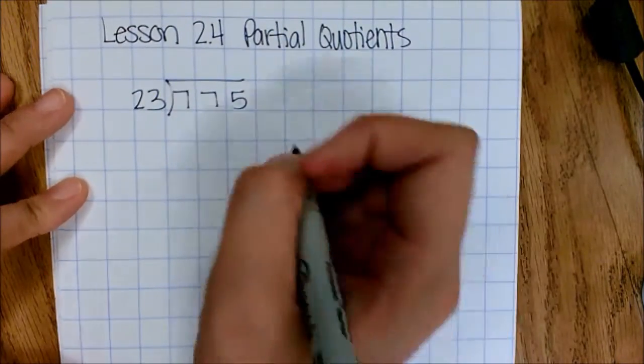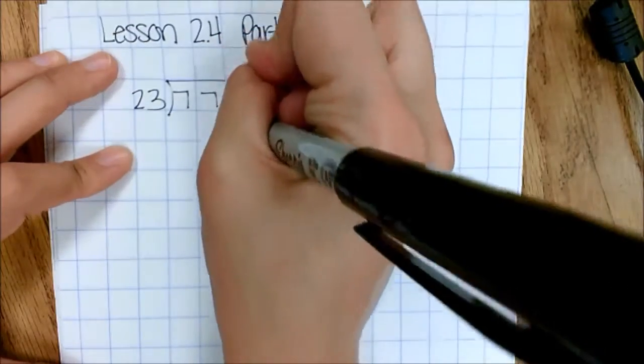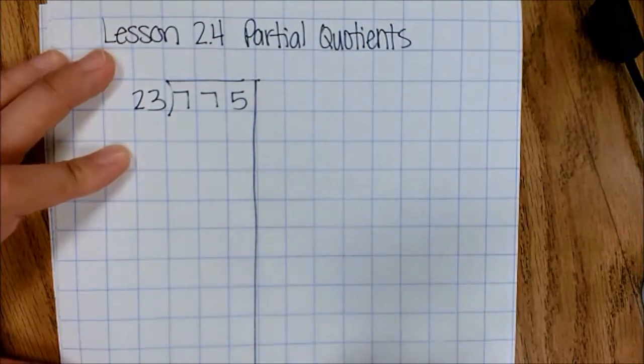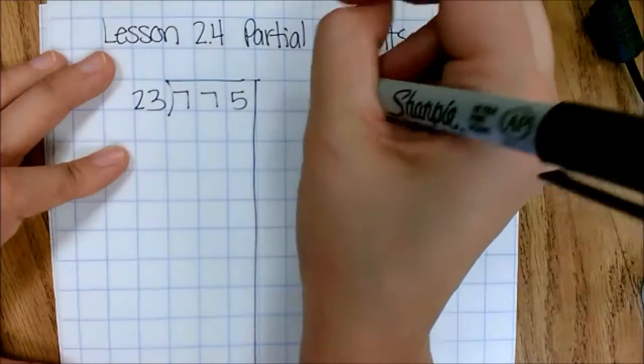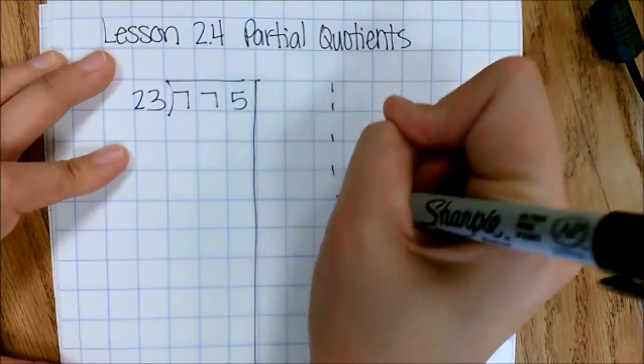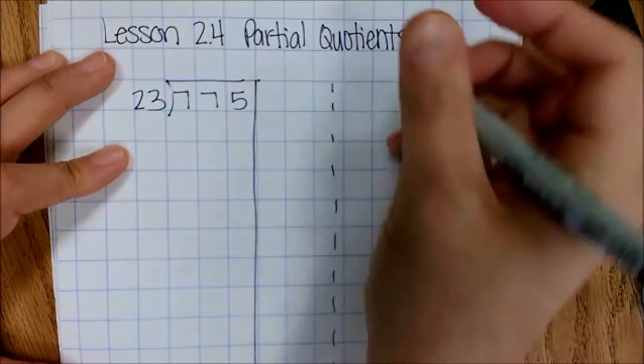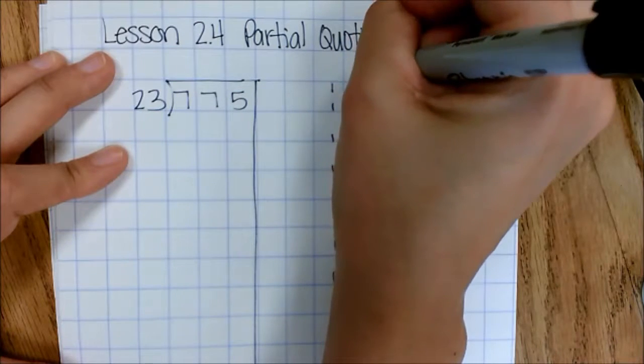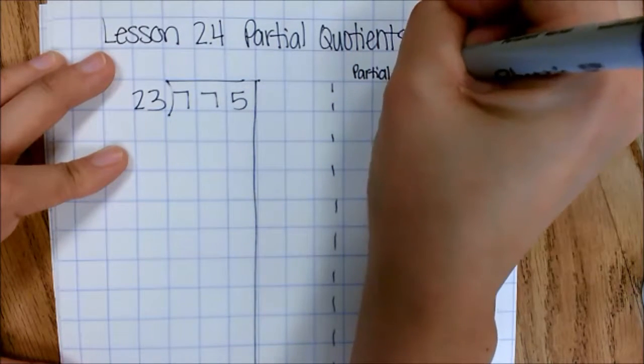When I do partial quotients, I like to extend my house down. And then I like to create another column by putting a dashed line. And this column here is where I'm going to put my partial quotients.